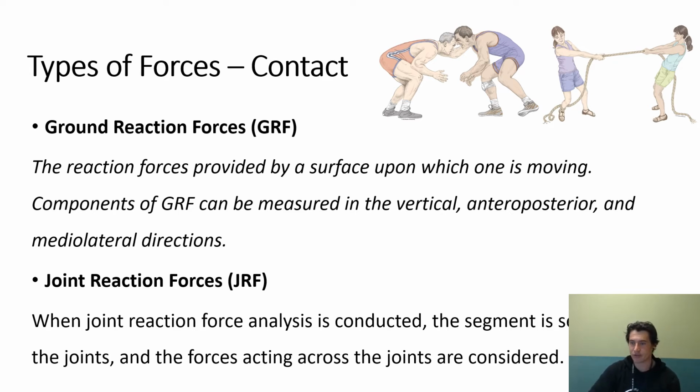Joint reaction forces, when joint reaction force analysis is conducted, the segment is separated at the joints. So we're looking at the forces created around a joint. So we're looking at a joint specific force production. So you might look at a kinematic analysis of, say, running and go, the hip is really important because there's a whole lot of hip extension during the contact phase of the ground. You could look at how much force is generated in the ground, but you might want to know, well, which joints are creating the most amount of force. It could be ankle, knee, or hip.